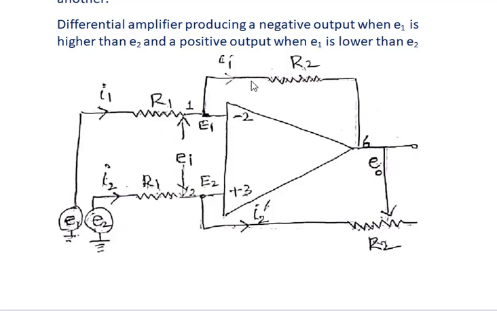Here also the current I1 is passing through. Here I1, here also I1. In this resistor, the current passing is I2. Here also I2 dash. Here actually I1 dash. It is I1, it is I1 dash, it is I2, it is I2 dash.